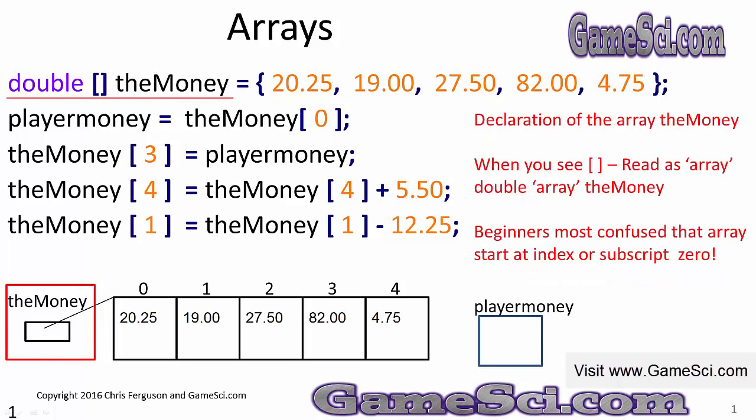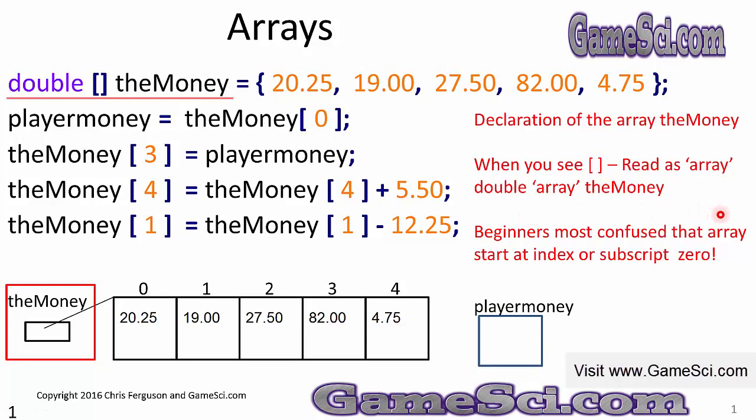Let's create an array. This is a declaration of the array the money. In any video game that deals with money, you're going to have multiple players and they're going to have different bankrolls. So for every player in the game, we allocate this one array to keep track of how much money they have. When you see the square brackets, read that as an array. I'll read this line up here as double array the money. Read this as the array. Double array the money. And this here is called an initialization list. It'll initialize the positions in the array to these values.